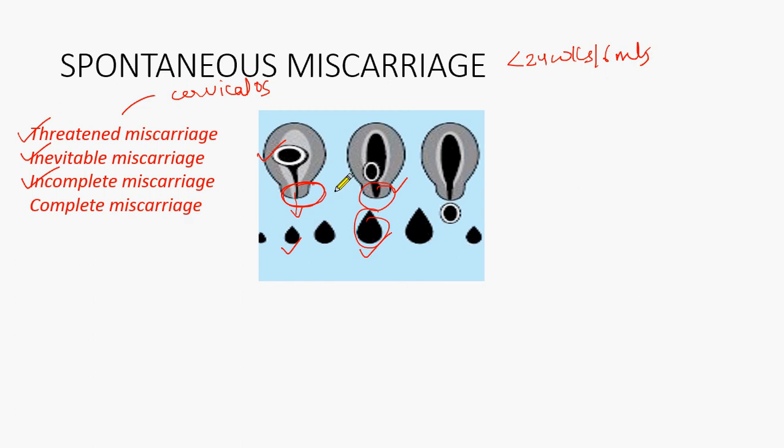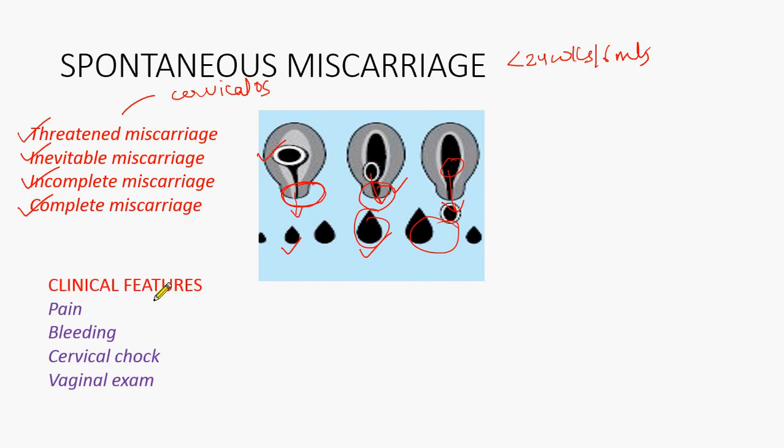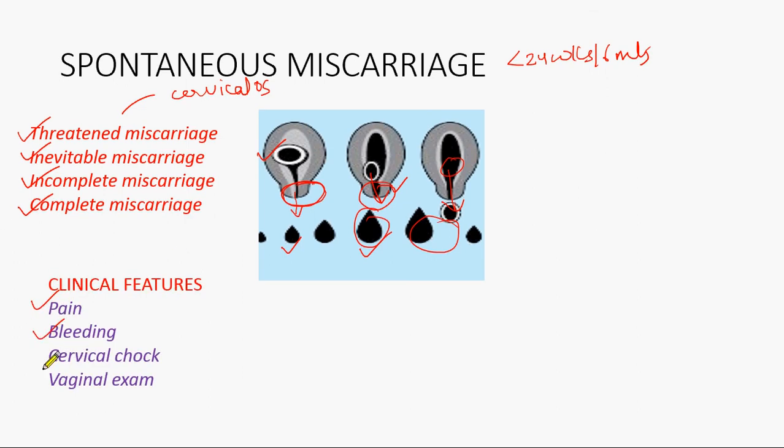Incomplete miscarriage is when the product of conception has passed out but not completely, and complete miscarriage is when the entire product of conception is outside with vaginal bleeding. That's a complete miscarriage. What are the clinical features? Of course, pain, vaginal bleeding. Cervical shock is when the product of conception, as you can see here, is stuck in the cervical os and there is excessive stimulation of the vagus nerve because of the product of conception, and that leads to hypotension. That is called cervical shock. Sorry for the spelling. You do a vaginal examination to see if the cervical os is open or closed.